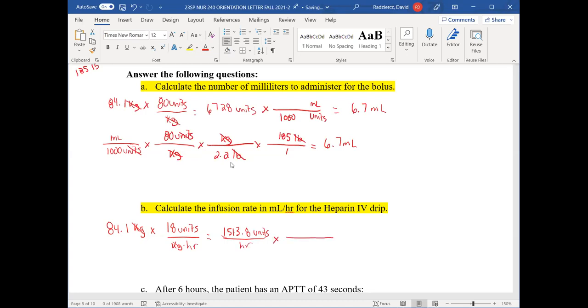But I don't want units per hour. I want milliliters per hour. So I need a way to convert units to milliliters. And again, that's in the protocol, step 2. The IV that we have available tells us 250 milliliters, 25,000 units heparin. And so when I do this, I'm going to get 15.138, so 15.1 milliliters per hour.